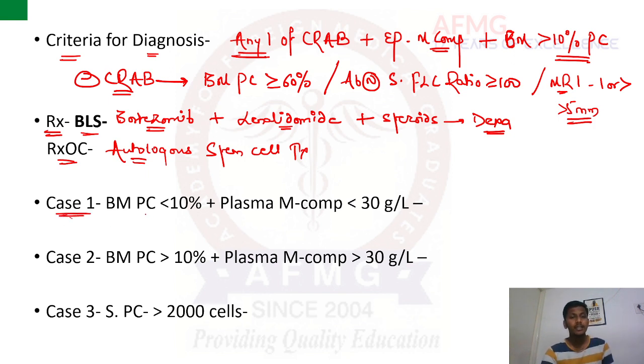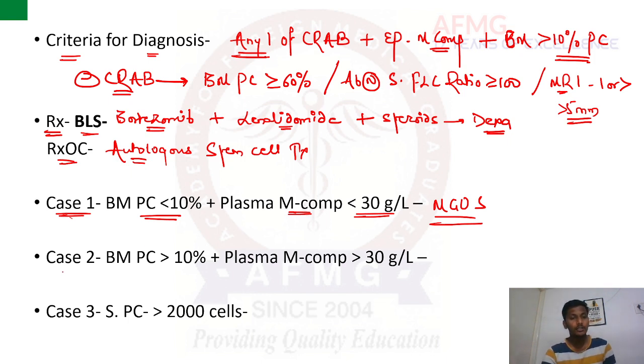Only they have given that the bone marrow plasma cell count is less than 10%, whereas plasma M component is less than 30 gram per liter. So definitely it is not multiple myeloma at any cost. Bone marrow plasma cells should be more than 10%, here it is not. Then M component should be more than 30, it is not. And apart from that, no myeloma defining events. So definitely it cannot be multiple myeloma. In this condition, it is diagnosed as MGUS, that is monoclonal gammopathy of unknown significance.